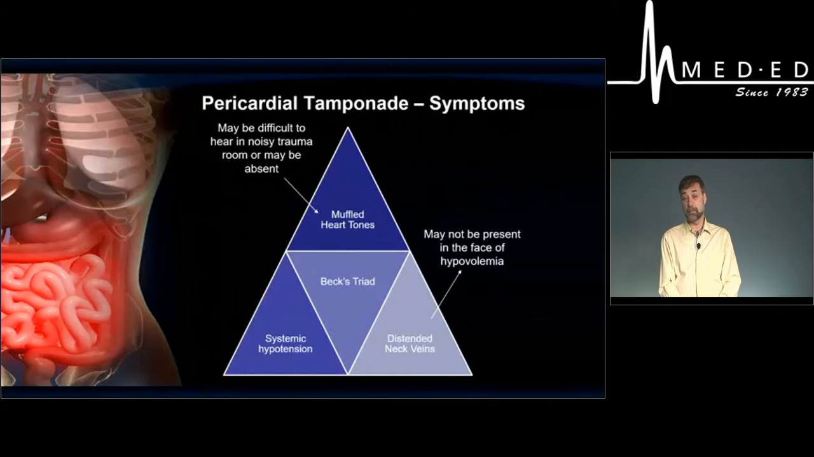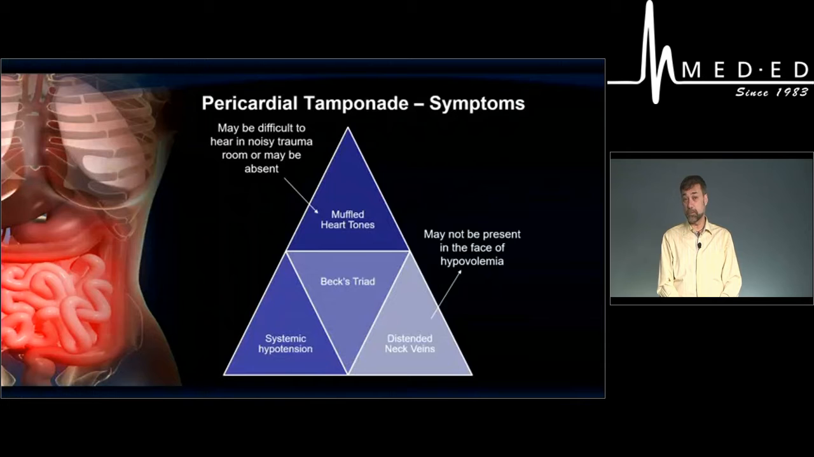Do note, however, that as few as 10% of patients may have Beck's triad with a tamponade. Why is that? Well, distended neck veins do require a full blood volume, and many of our chest trauma patients who have a tamponade are bleeding and may not have enough volume for JVD. So you may see JVD, but in the face of hypovolemia, it may not be present.